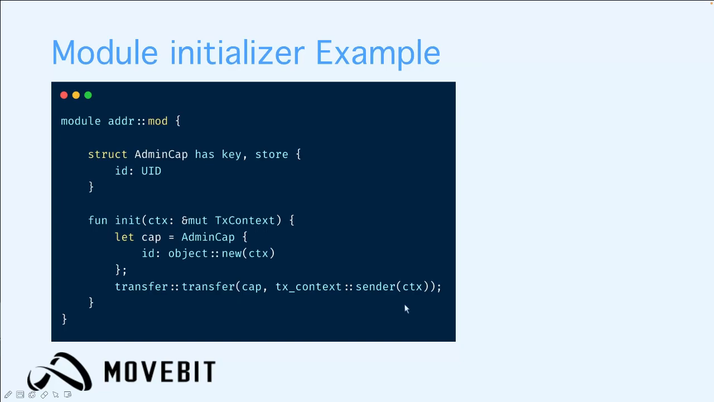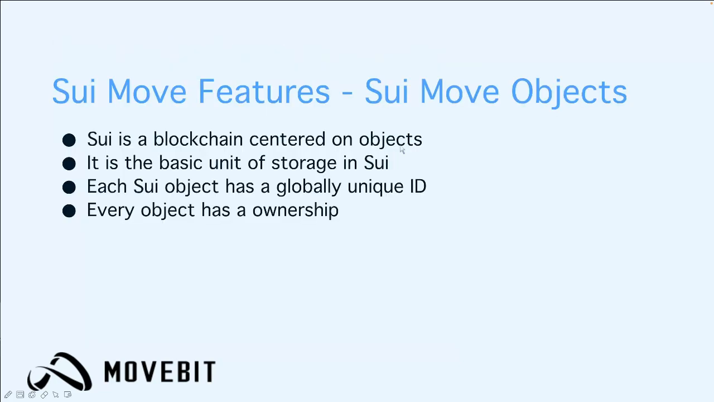So those are the novel features of Sui Move objects. First of all, Sui is a blockchain centered on objects, and it is the basic unit of storage in Sui. Each Sui object has a globally unique ID, and every object has ownership.